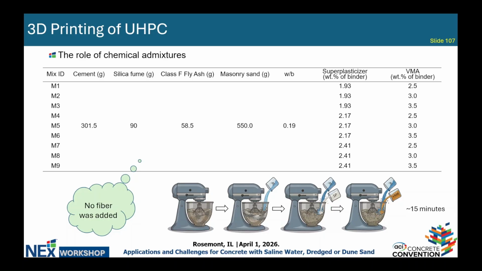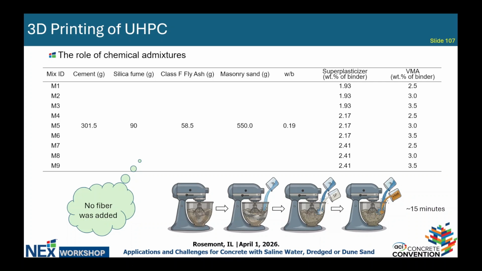But I want to emphasize that we didn't use fiber because we use a quite small 3D printer. The nozzle head diameter is only 6 millimeters. It's almost half of the length of the microfiber. So one of our future works is to try to print this by using a larger nozzle head to see the influence of fiber on its printability.